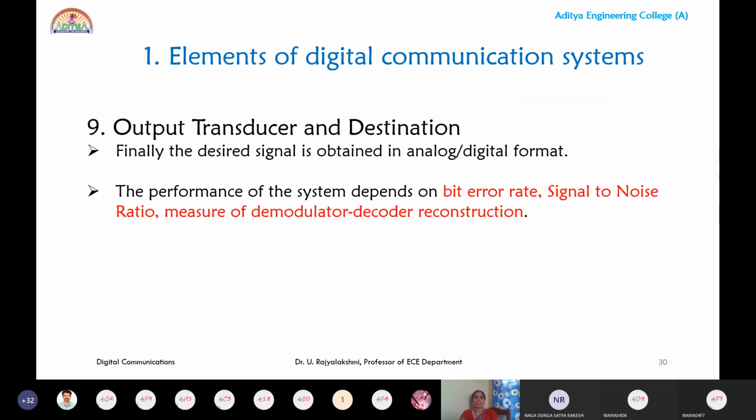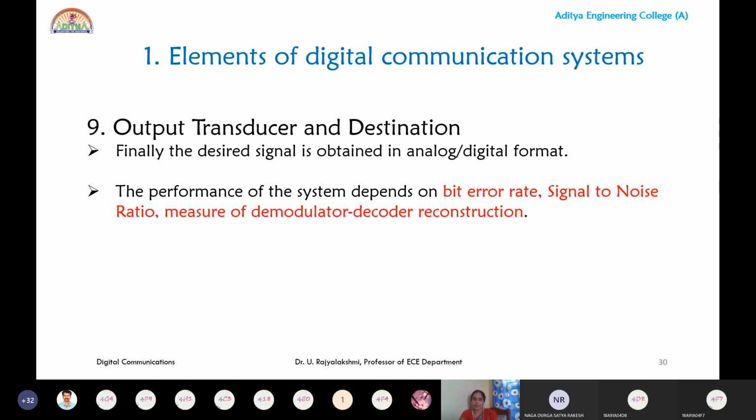Here you should note that the performance of the whole digital communication system depends on the bit error rate. So what is bit error rate? It is how many bit errors there are per second. What is a bit error? For example, if the bit you want to transmit is 0 and you transmit 1 instead, it is a bit error. Likewise, if you want to transmit 1 and transmit 0 instead, it is also a bit error. So we count how many bit errors there are per second.